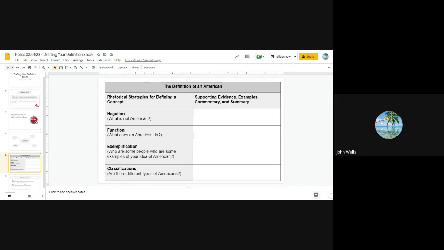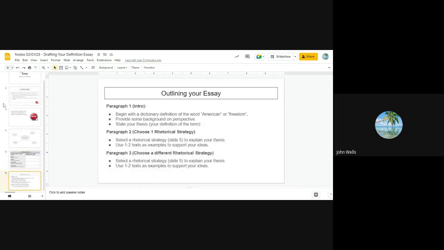Classification, putting things in groups. Exemplification, here's one out of that group to show what it is inside that group. Function, what does it do? Or negation, what is it not? We want to start brainstorming some of those pieces just to give us a sense of what we're going to do. And then we will get into the overview of the paper itself.